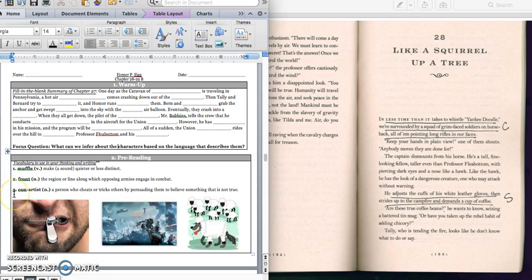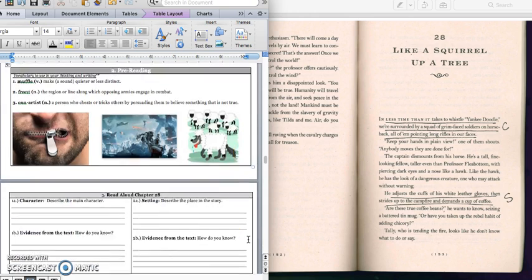And then the third one is con artist. And that's a person who cheats or tricks others by persuading them to believe something that's not true. So we have a wolf dressed up like a sheep to try to trick the sheep so he can eat them. So the wolf is a con artist.